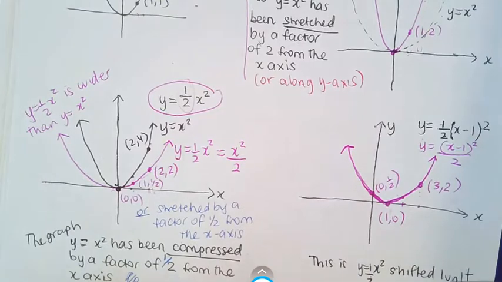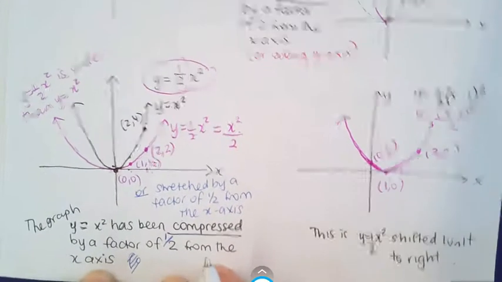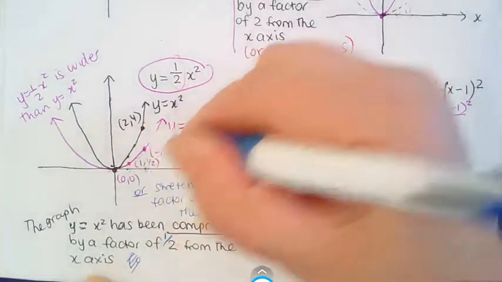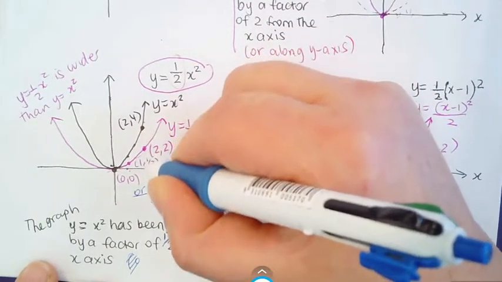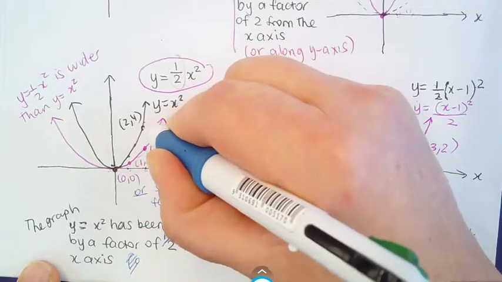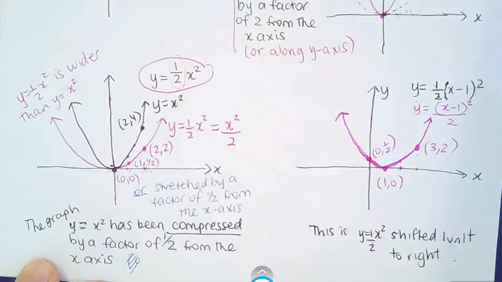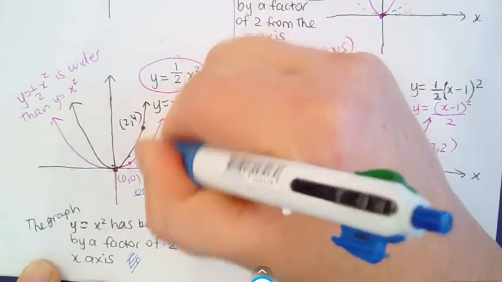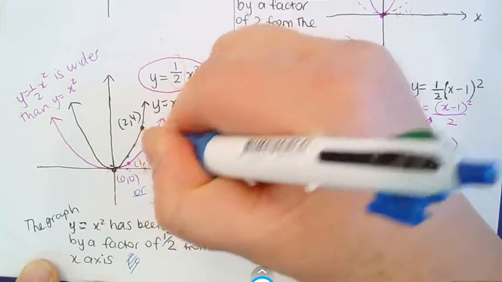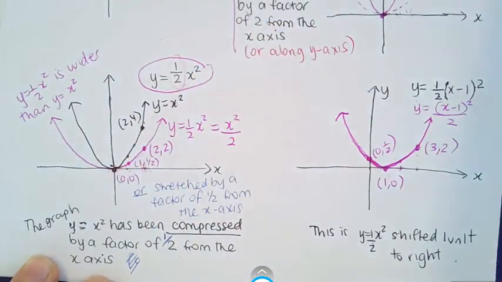Can you fix that on your sheet? I had 2. It's compressed by a factor of a half from the x-axis. What does that mean? Let's say if we look at this point up here, it was (2, 4), but now it's (2, 2). So the distance from the x-axis has halved for that particular value of x. Look, we had (2, 4) in the original function, and now it's (2, 2).